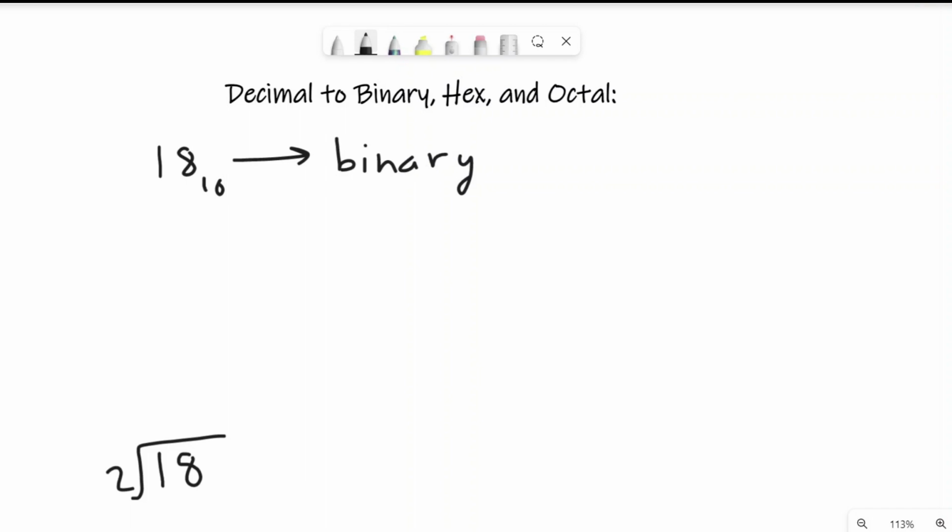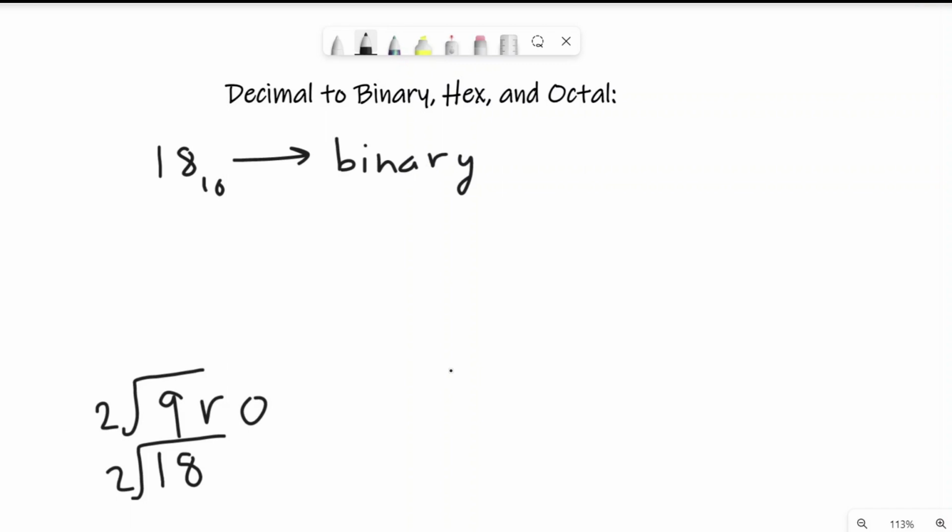So we start by dividing these two numbers, and obviously we get 9 with a remainder of 0. So make sure you keep those remainders and those solutions, because we need to continue with the next. So then we divide the solution to the first division again with the base, which is 2. So since we're converting to binary, we're dividing by 2. If we were converting from decimal to hex, for example, we would be dividing by 16 instead, and with octal we would be dividing by 8.